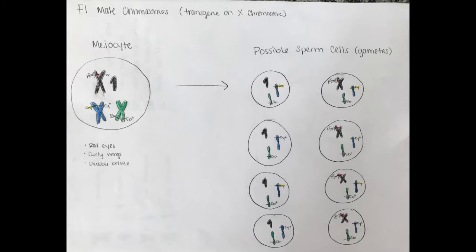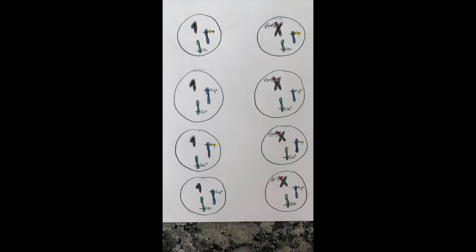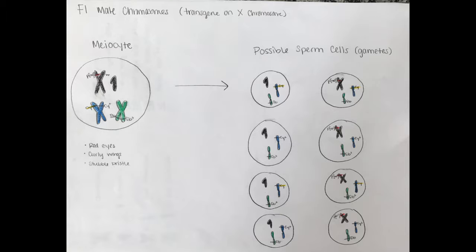After meiosis, we see that there are 8 possible gametes formed from this myocyte. They consist of 4 sperm cells with the Y chromosome and 4 with the X chromosome. The transgene is only transmitted through the X chromosome, and it is marked by the red marker. Because of this, only the offspring that receive the X chromosome will receive the transgene. Each of the 8 cells also has both the second and third chromosome.